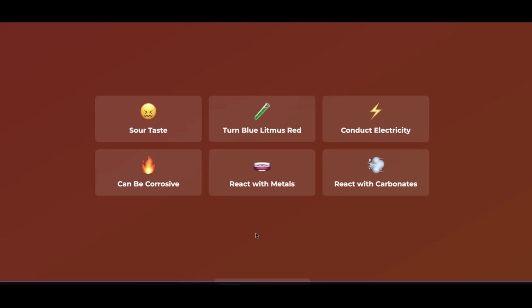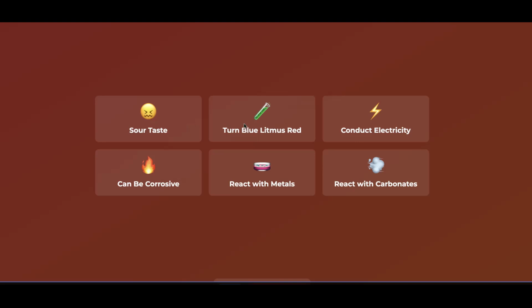Acids have distinctive properties that help identify them. Number one, they have a sour taste. They have a characteristic sour taste. Think of lemons or vinegar. However, you would never taste laboratory chemicals.